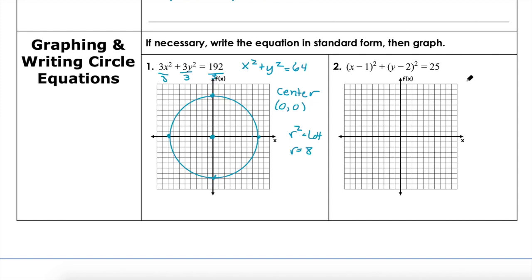For our next example, our equation is already in standard form. Our value h comes from our x, and it's always minus, so our center is at (1, 2). And our radius squared is equal to 25, so our radius must equal 5. So now we can go ahead and sketch our graph using the same method. We're going to go to our center, right 1, up 2. And then from our center, we're going to go up 5, down 5, right 5, and left 5. And there is the sketch of our graph.